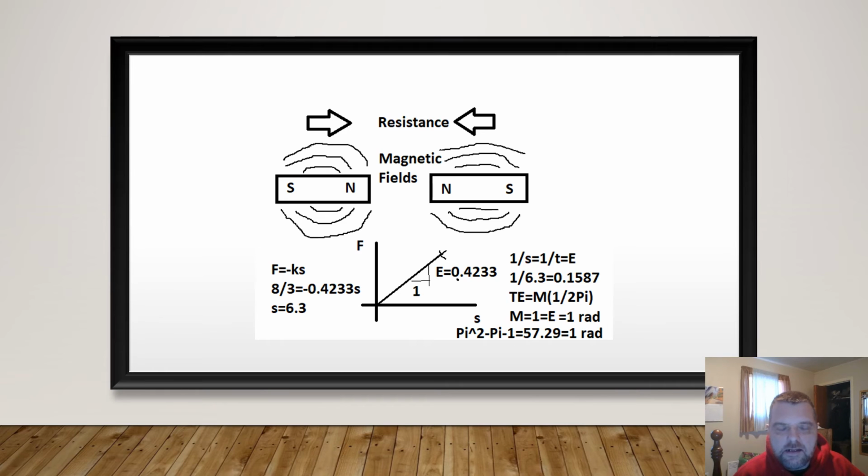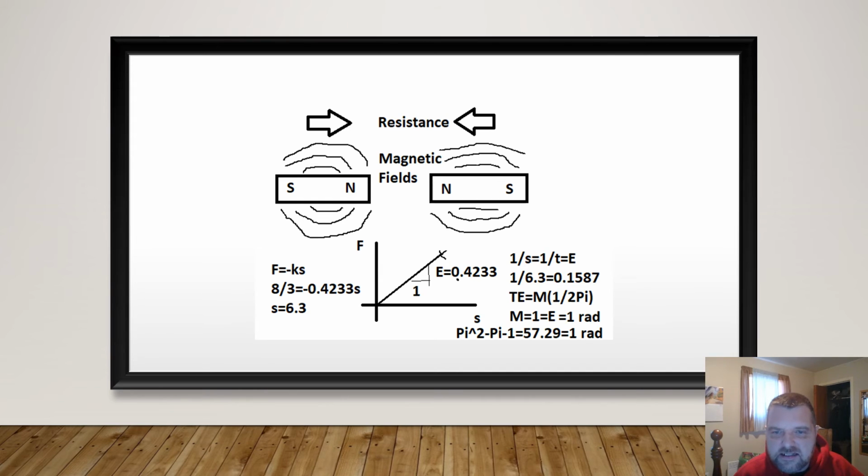So we know the force in a spring is equal to minus ks. The minus is because the direction coming together is the compression of the force. So the force is 8/3, which is 2.666 for the superforce, equals minus 0.4233 s. So the position s is equal to 6.3.